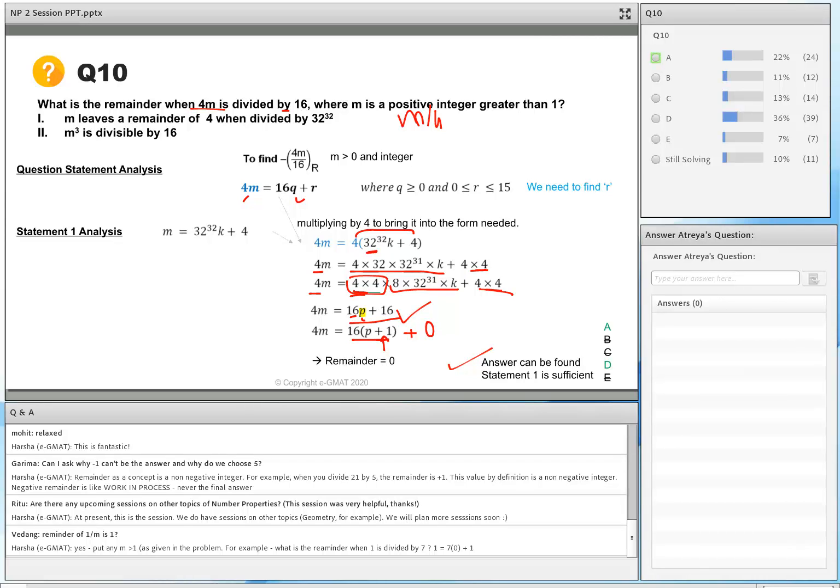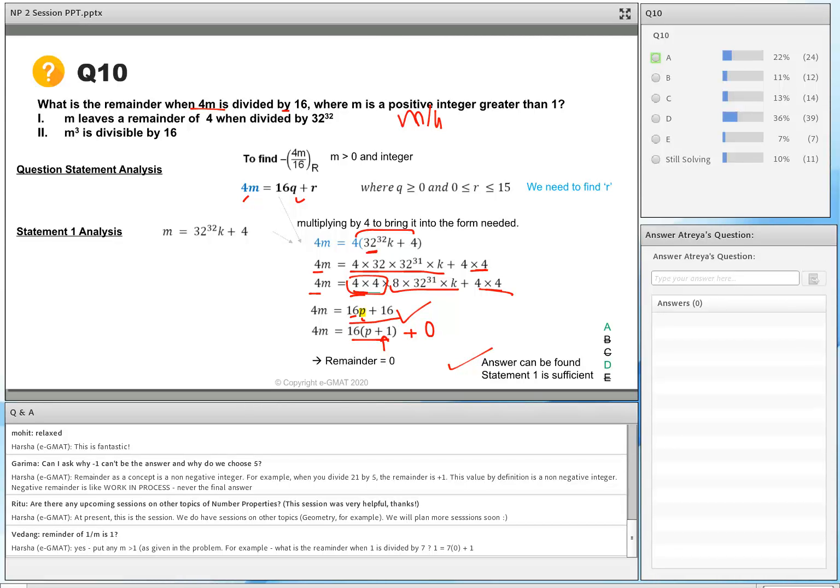But yes, there is a scope. You can do it by m by 4, but also make sure when you get to the final answer, you multiply that remainder with the same number you initially divided with, right? I hope that's clear. But again, this works both ways, and statement 1 is sufficient.